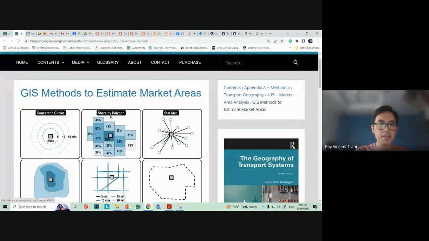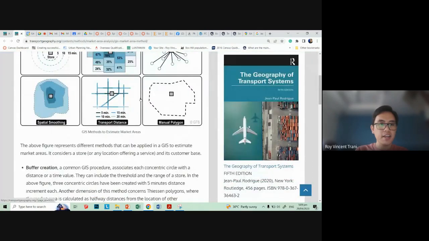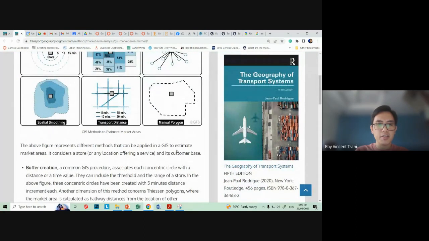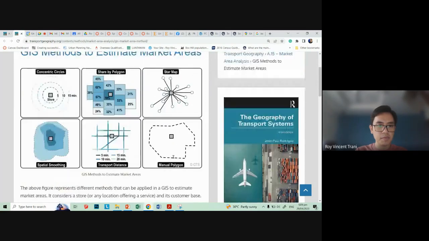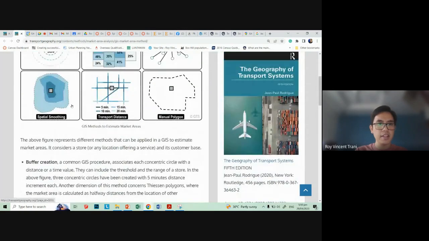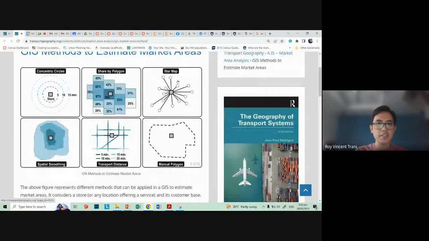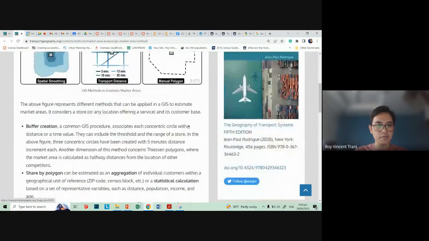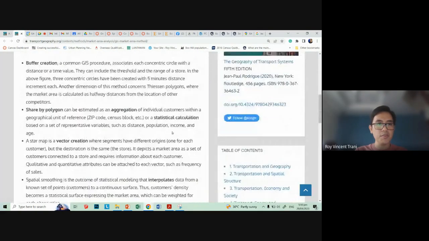Okay, GIS methods to estimate market areas. The above figure represents different methods that can be applied in a GIS, or geographic information system, to estimate market areas. It considers a store or any location offering a service and its customer base. The first one is concentric circles. The next one is share by polygon. Next are star map, spatial smoothing, transport distance, and manual polygon. So there are a few samples here.